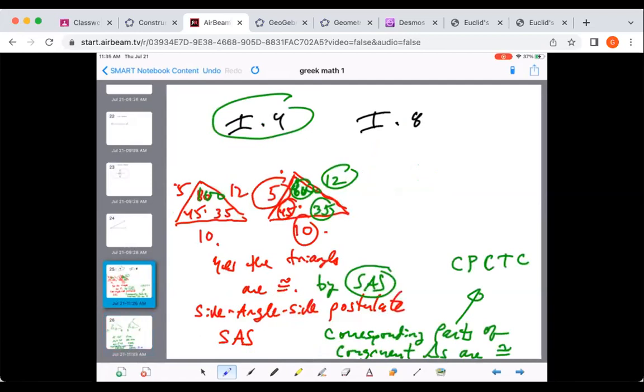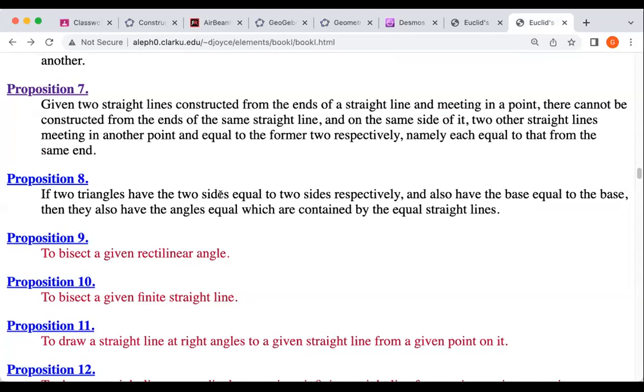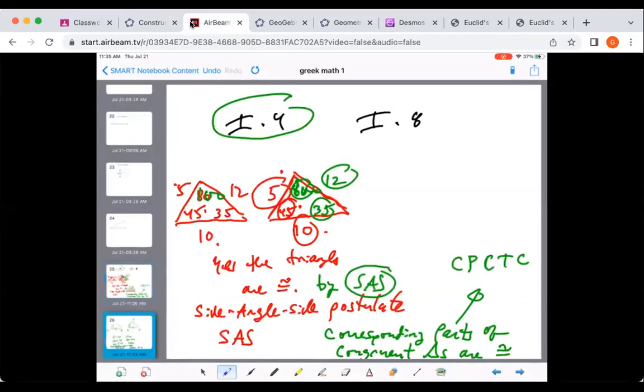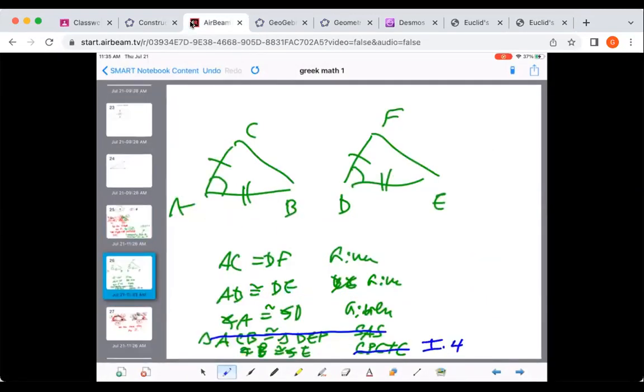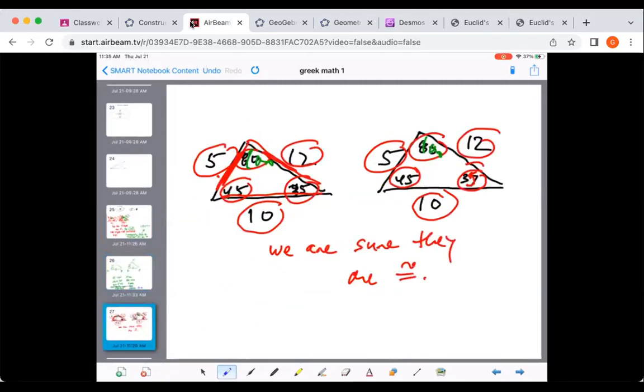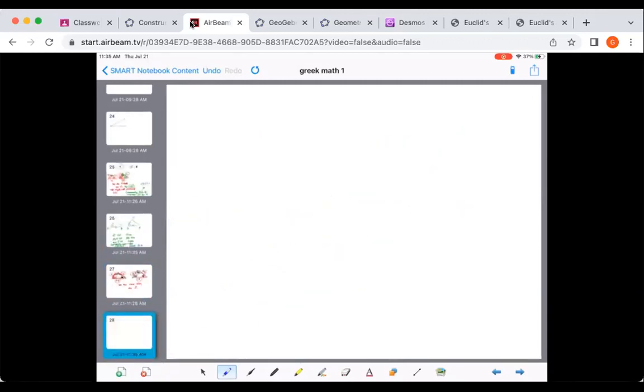Now 1-8. 1-8 says if all three sides are equal, then the triangles are equal. So what 1-8 is saying, if I come back to here, I'll just go like that. I'll make a new one.